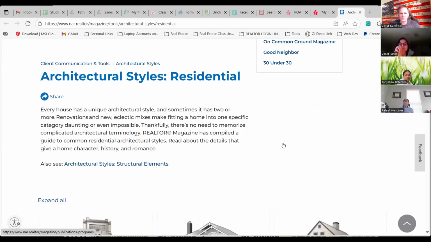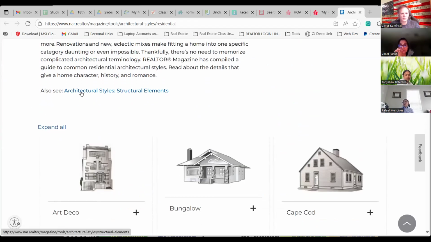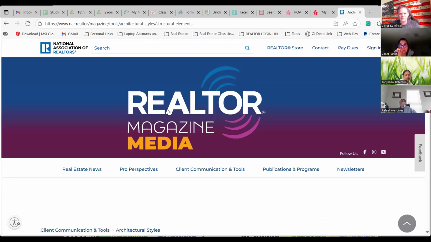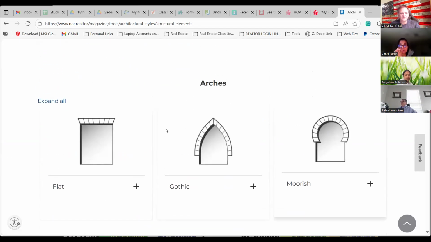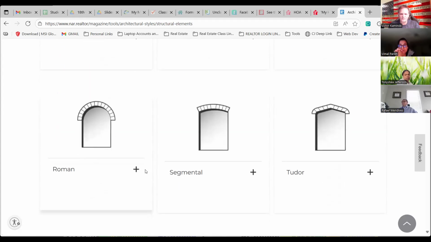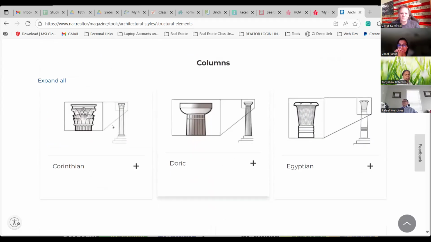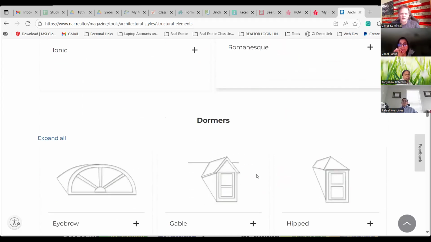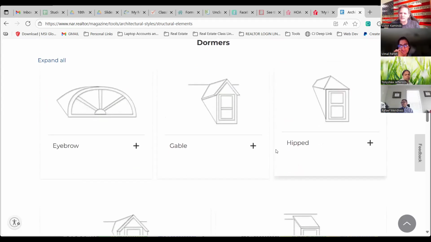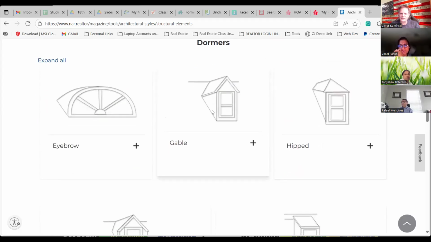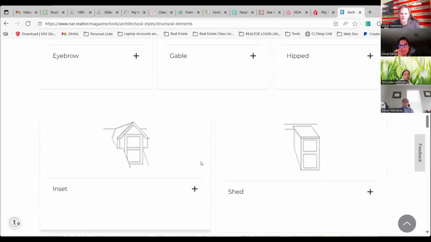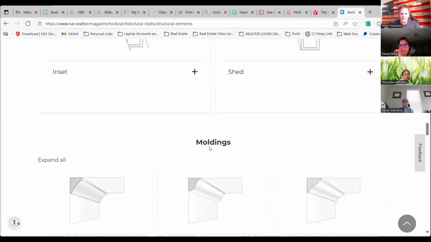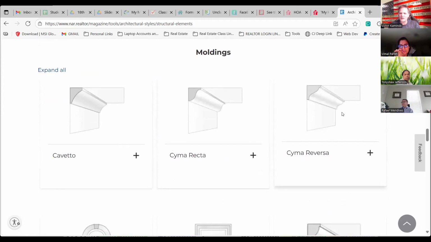All right, so there's different architectural styles. And here, you could also look at the architectural style elements. If you were to click on that, you could see different styles of arches on architectural styles, right? Mm-hmm. The different types of columns, if you see columns in a house. The different dormers, sticking out of the roof, the windows, the different types of dormers. Different types of moldings in a house.